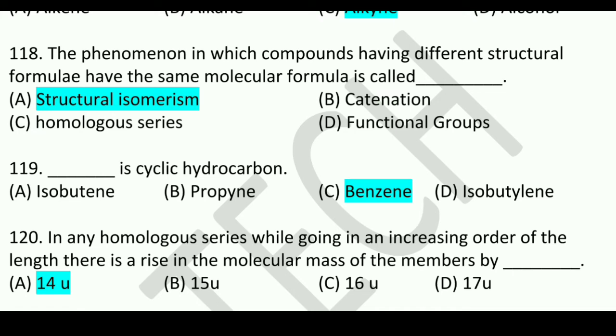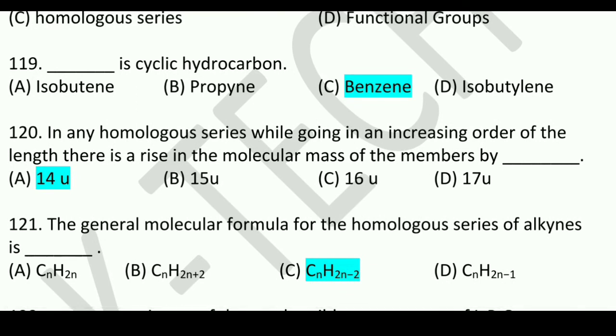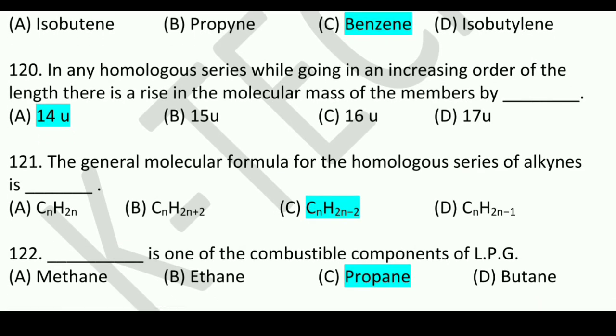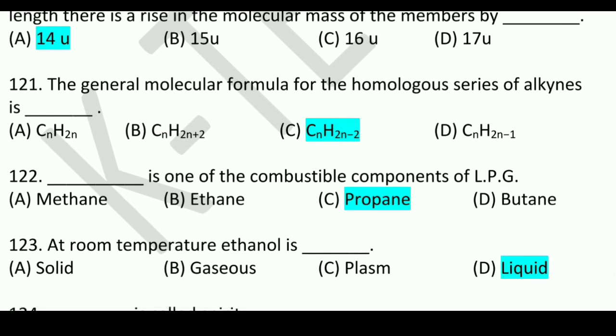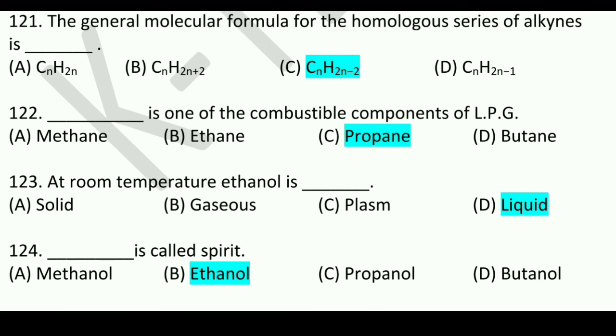The phenomena in which compounds having different structural formulae have the same molecular formula is called dash. Structural isomerism. Dash is cyclic hydrocarbon. Benzene. In any homologous series, while going in an increasing order of length, there is a rise in molecular mass of the member by 14 u. The general molecular formula for the homologous series of alkynes is CnH2n-2.